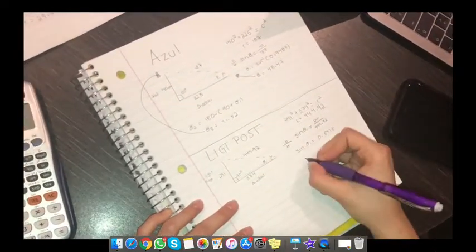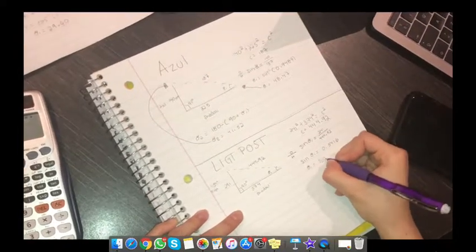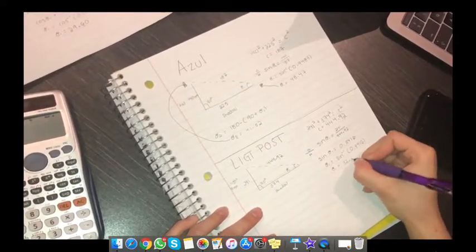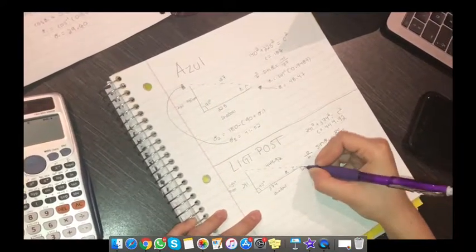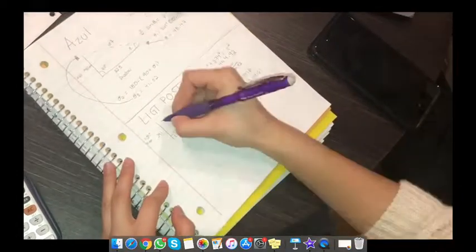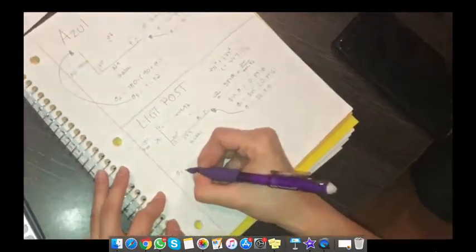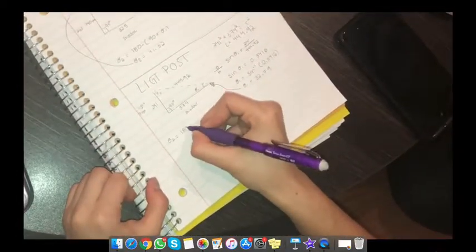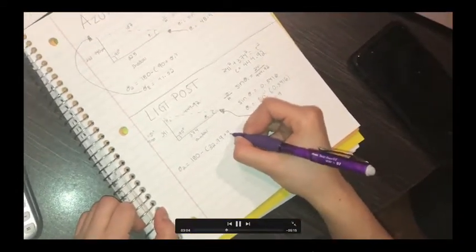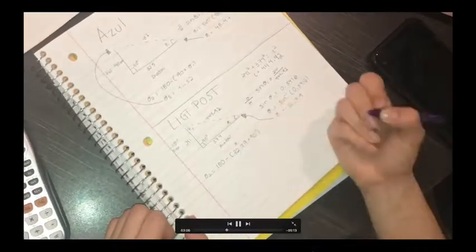And then I got the answer for angle 1, which was 32.79. Then for angle 2, I did 180 equals the sum of 90 plus angle 1 plus angle 2. I isolated angle 2 and I got 57.20.